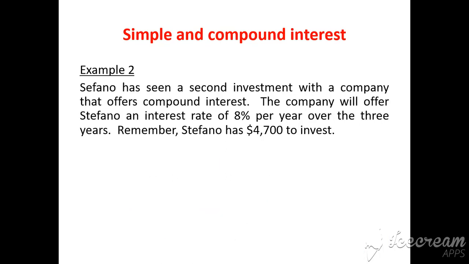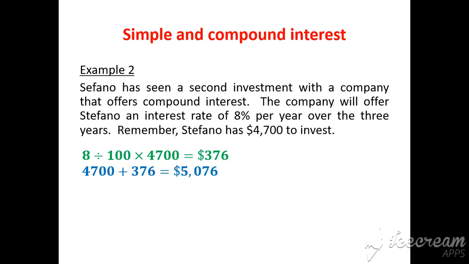Right, example 2. Stefano has seen a second investment with a company that offers compound interest. The company will offer Stefano an interest rate of 8% a year over 3 years. Remember, he has $4,700 to invest. So 8% of 4,700, let's work that out. And that gives us $376 of interest in the year because it's per year.